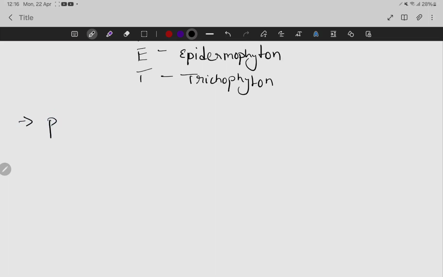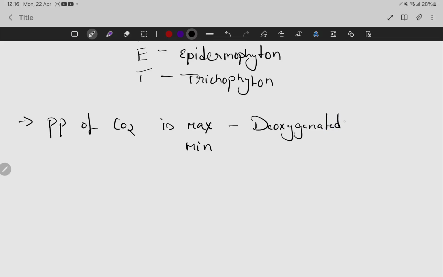Next, partial pressure of carbon dioxide is maximum and minimum. Maximum in case of deoxygenated blood. Minimum in oxygenated blood.